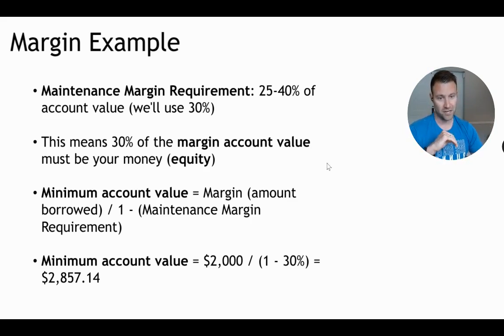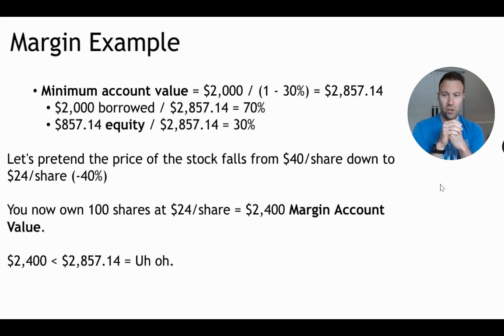And I can show you what that looks like. Looking at our minimum account balance here, if the minimum account value was $2,857.14, 2,000 of that is borrowed money, which is 70% of the total. $857.14 is my equity. So let's pretend for illustration's sake that the price of the stock falls from $40 to $24 a share. That's a 40% drop. We'll talk later about how that may seem extreme, but really it's not. So now you own 100 shares at $24 a share, which is a $2,400 margin account value.